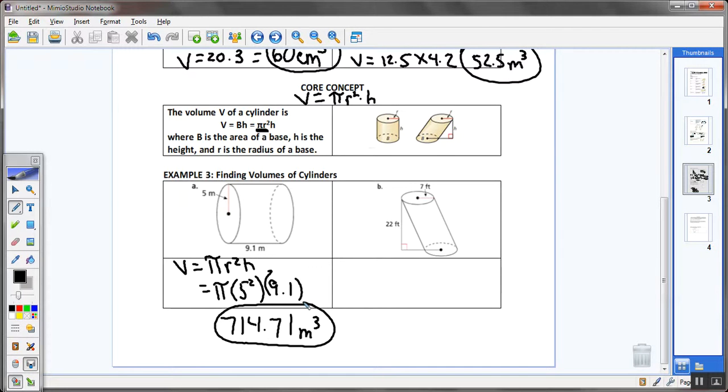Okay, what are you guys coming up with for a value? 3386.6. How many agree? Okay. Bree, you want to walk me through this? What'd you do? I did pi times 7 squared times the height, 22. So you've got 3,386.6.